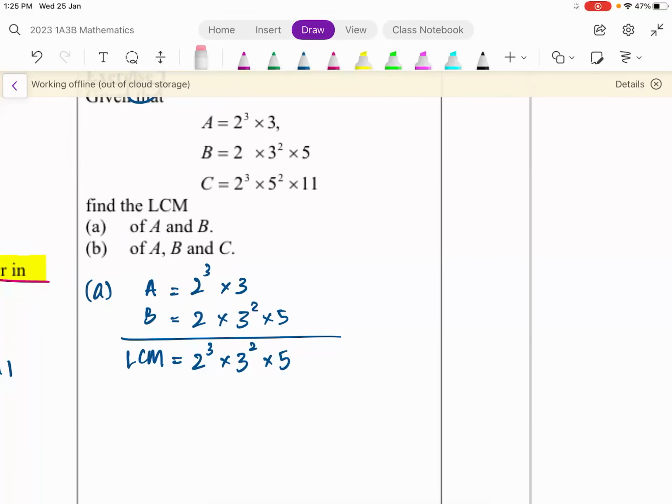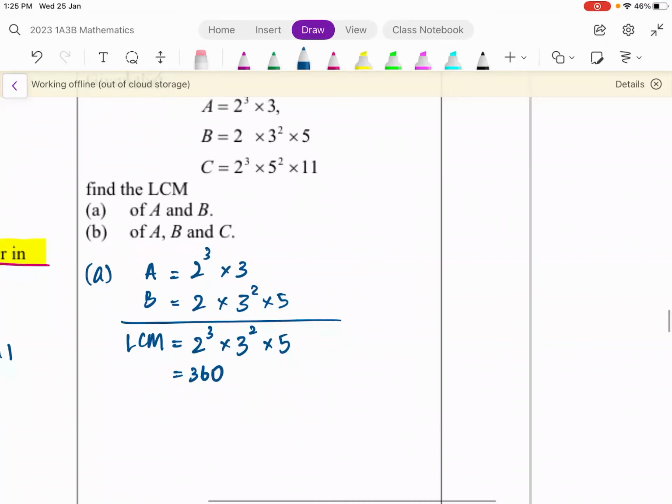Did they say put it in index notation? No, they didn't say put in index notation. So I cannot leave my answer like this. This is called index notation. They didn't want that. So you have to evaluate, which means you take your calculator and you press 8 times 9 times 5. So 360. That is our LCM.